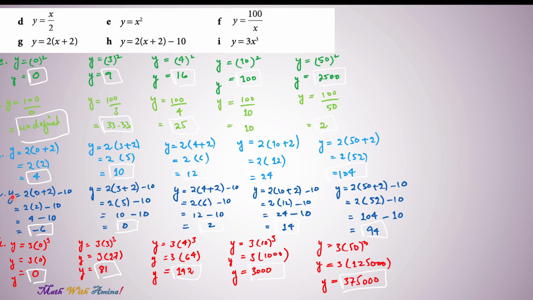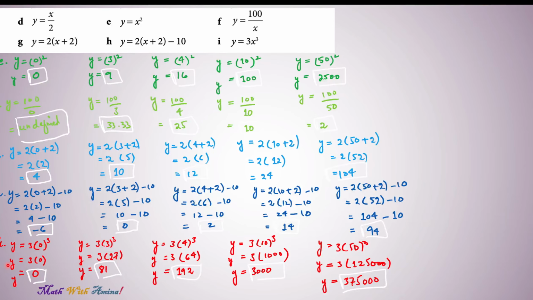When x is 0, y is minus 6. That's 4 minus 10 is equal to minus 6. When x is 3, y is 0. When x is 4, y is 2. When x is 10, y is 14. When x is 50, y is 94.